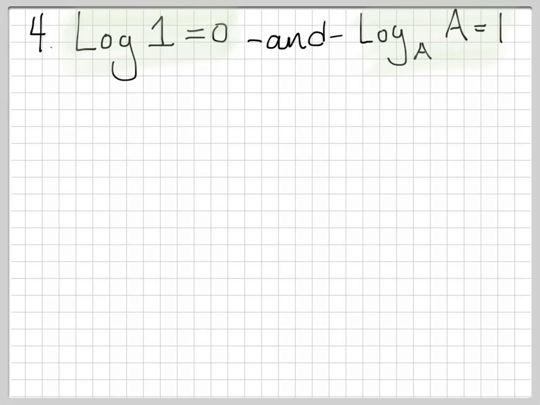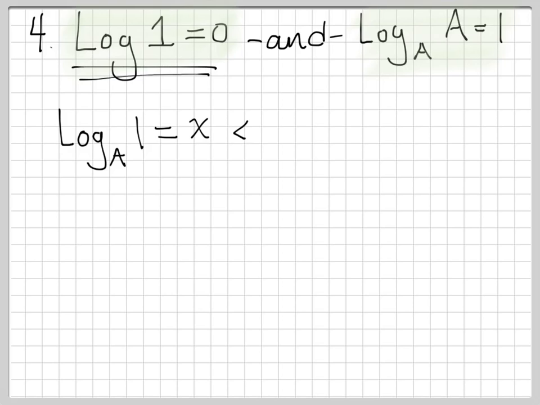So here's a couple more facts. Log of 1 is 0, and log base a of a is 1. So let's just talk about why that's true. If we have any base, log base a of 1 is x if and only if a to the x is 1. And the only power you can raise any base to and get 1 is 0. So x has to be 0. So that's why the left side is true.